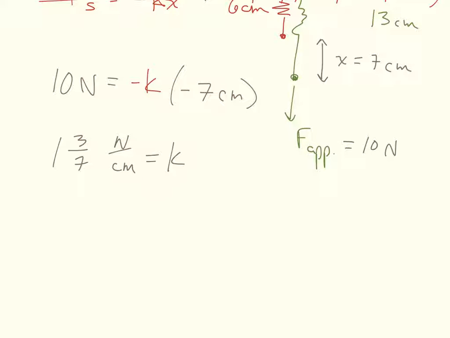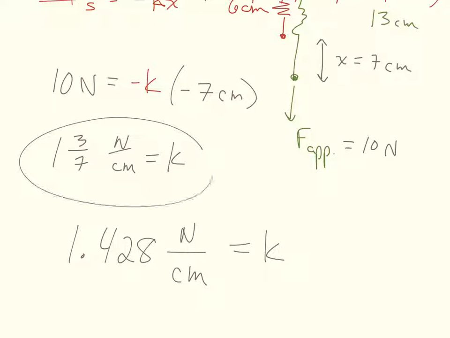What does this come out to be as a decimal? Just type it in your calculator. 10 divided by 7. What is it? 1.42? When you round it, that's 1.43, because it's 1.428. I'm going to leave the 8 for now, just for the sake of this example. And my units are newtons per centimeter, right? That's the answer we got. I left it as a fraction a moment ago.